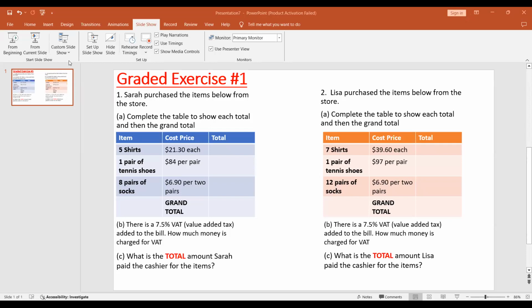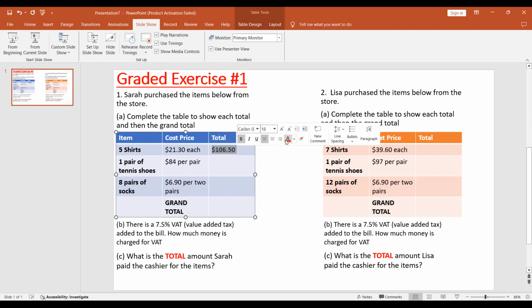Okay, let's go ahead and answer these. Do I have a volunteer for number 1? I'll do it. Good. Would we have for 5 shirts at $21.30? I got $106.50. Anyone else got that? I did. Very good.